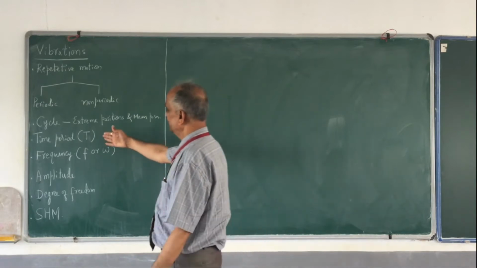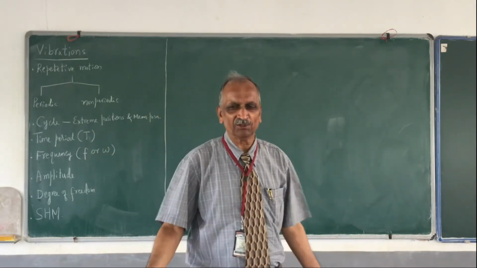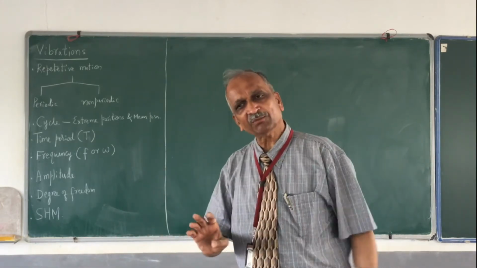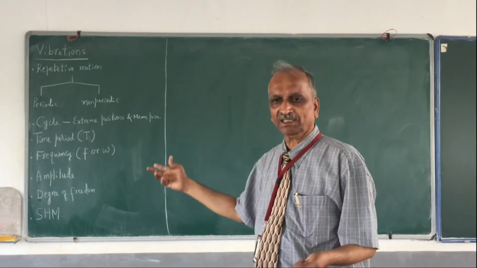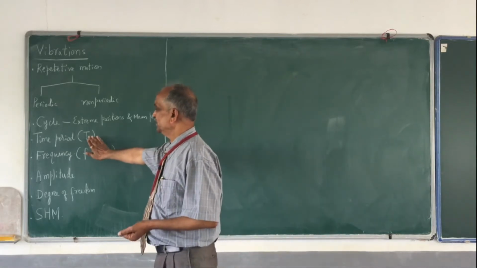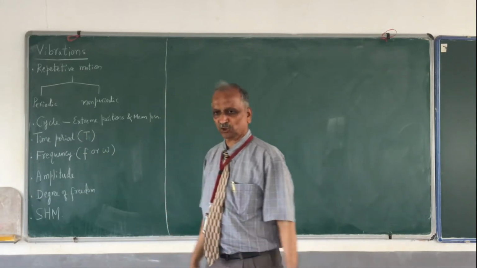Then we have time period. All these terms I defined yesterday, and since we require them every now and then I keep on repeating. Time period is the time required for one cycle. How much time is required for one cycle, that is called the time period, and normally I denote it by capital T. Usually it is in seconds.